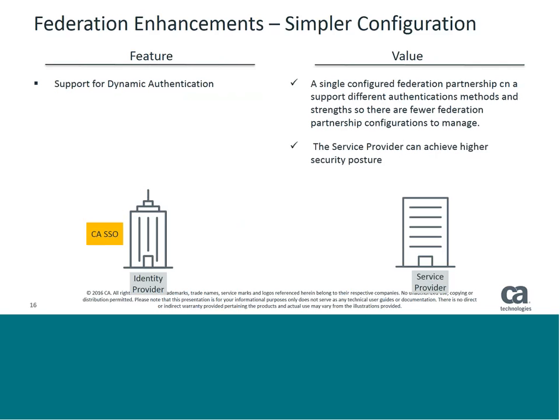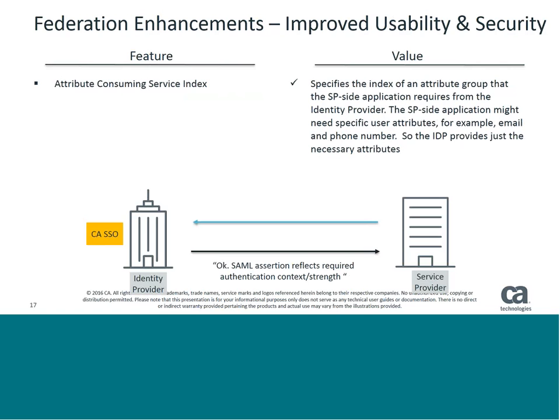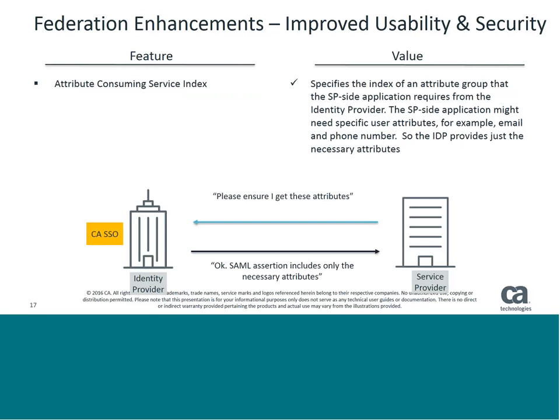Another feature was to provide support for dynamic authentication, with multiple authentication levels based on the need of the context. We also added support for attribute consuming service, which is very specific to restricting the response assertions which might just need specific user attributes. So it specifies an index of the attribute group that the SP-side application requires from the identity provider. So the IDP just provides the necessary attributes.